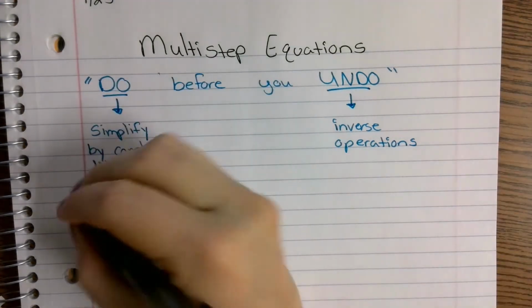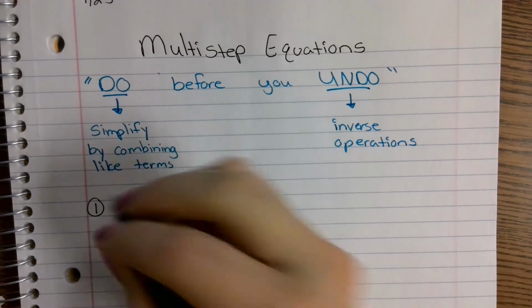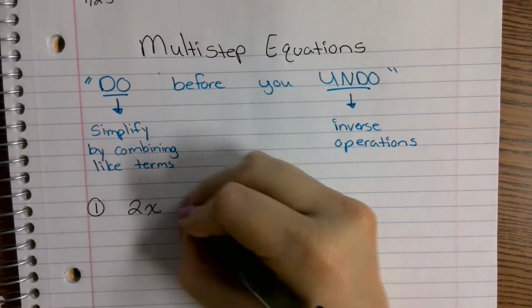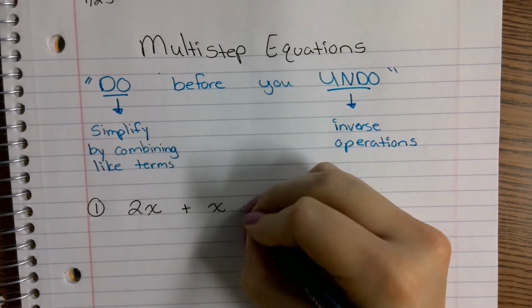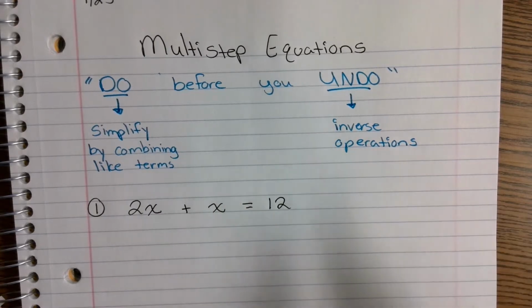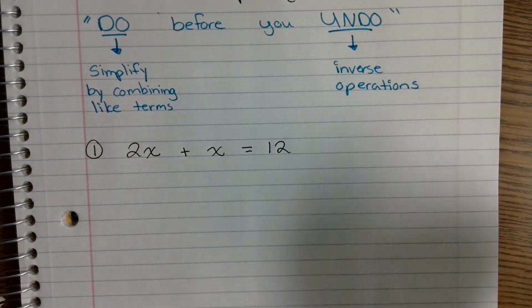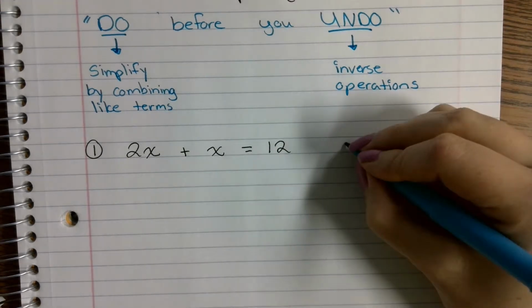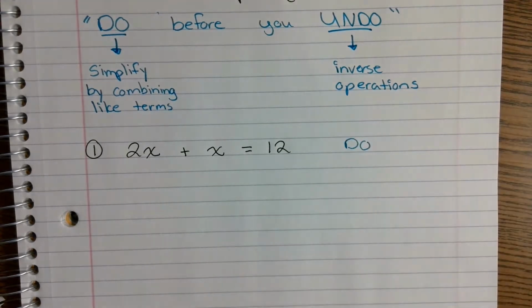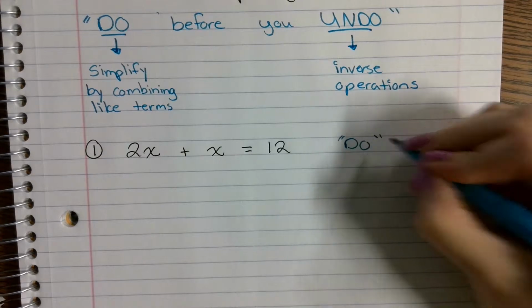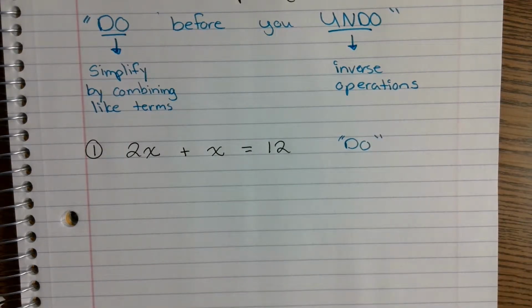So let's take a look at a problem. We'll start off with something real simple. 2x plus x is equal to 12. So again, I want to focus first on what I can do. So split it up into two separate expressions. We have the left side and we have the right side.